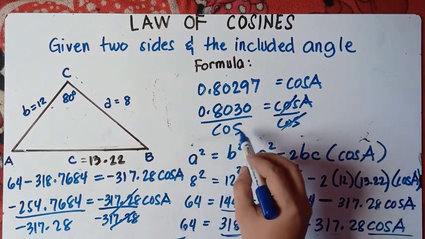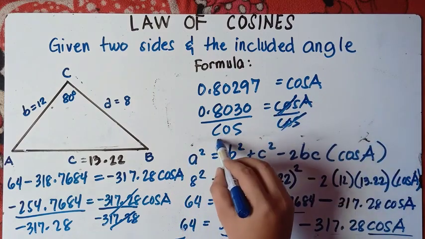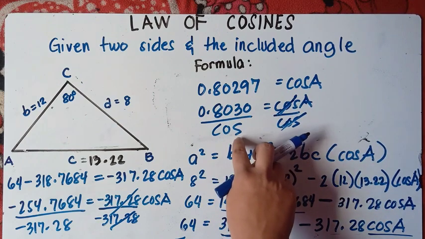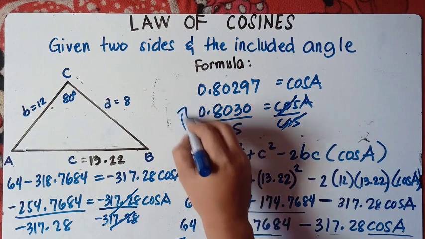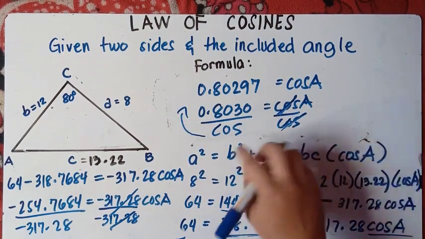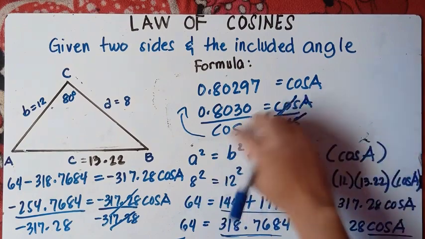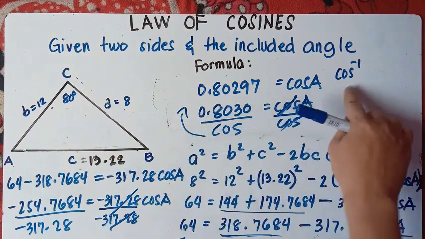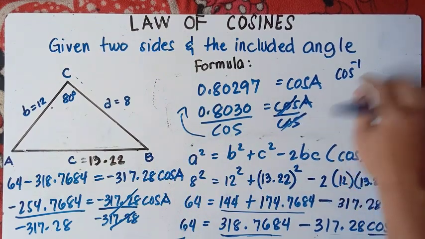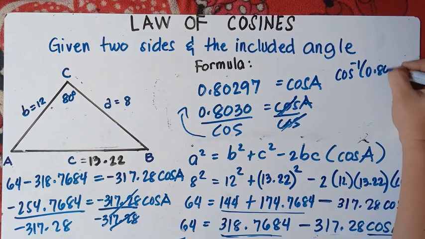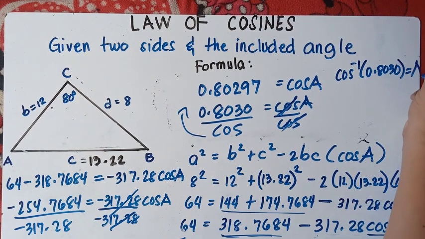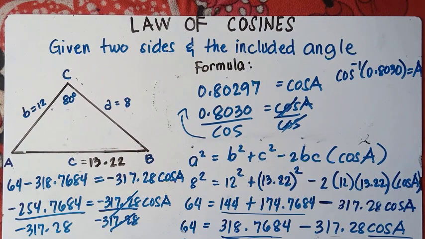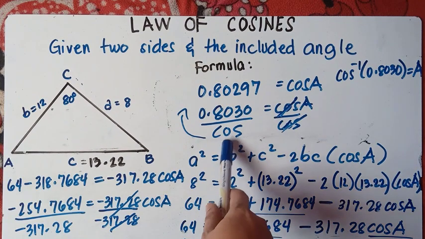What do you mean by that, sir? Cosine divided by cosine: because the cosine doesn't contain any number, we need to get the inverse. We put it on the top, so it will be cosine inverse, like this, class. So cosine inverse of 0.8030 equals A. Once again, you divide it by cosine.